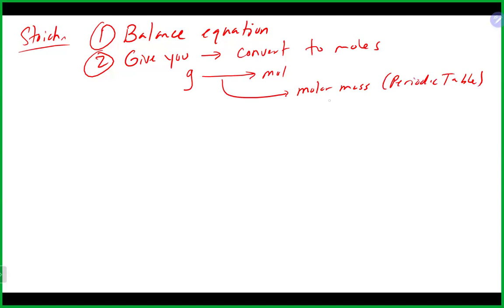When you go to the periodic table, the molar mass is the number on the bottom, and you just add up all the parts that are there. And the units of molar mass are grams per mole, which you can use as a conversion factor. Again, the number stays with the grams part.